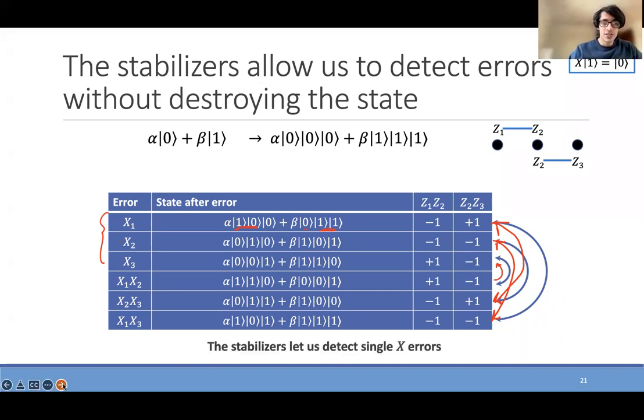So just to say it explicitly, these stabilizers let us detect a single X error. But if 2 X errors happen at the same time, then we're just out of luck. If the errors come just one at a time, we can keep detecting them and correcting them. If they ever arrive 2 at once or 3 at once, we don't have any hope of detecting them with this code.